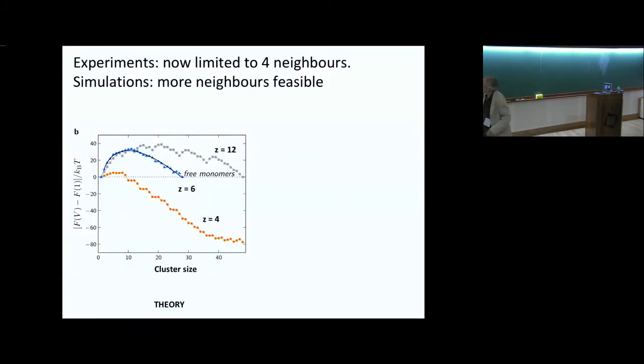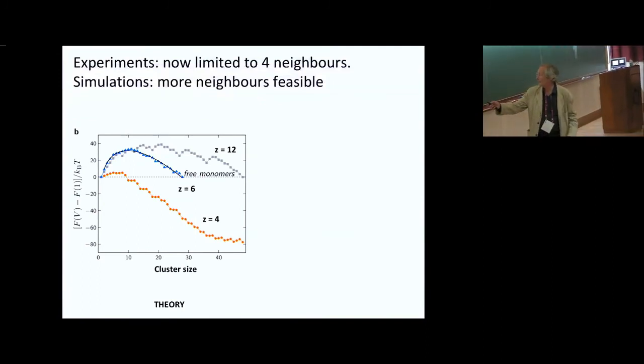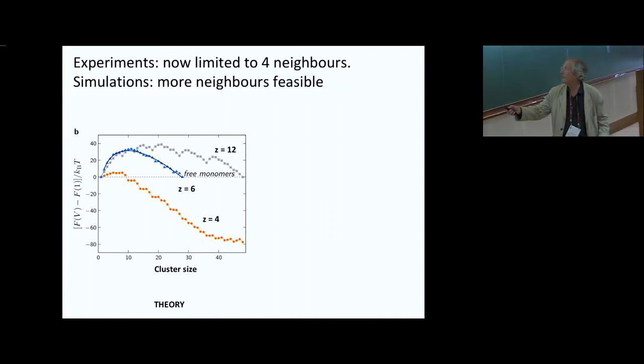So here you see this is for coordination numbers 4, 6, and 12, and you see that there are still these zigzags, but they have a slightly different structure than in the case of 4. The other thing that you see is that for the higher coordination number, the barriers tend to be higher.